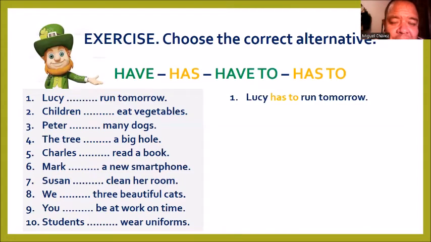No volunteers? Children have to eat. Yes, please say it completely. Can you repeat it, please? Children have to eat vegetables. Yes, thank you. Yes, have to eat. Thank you so much. Number 3, please.